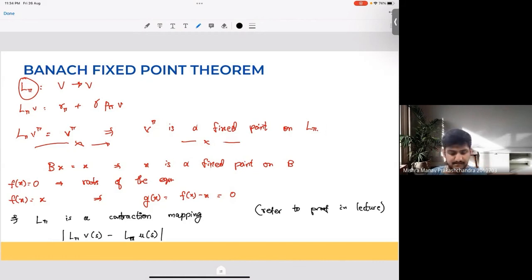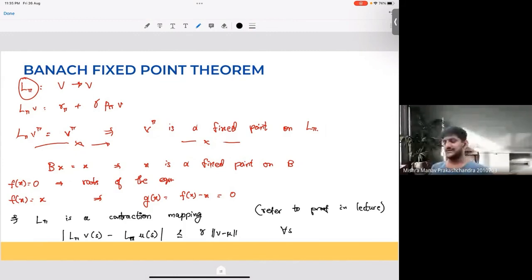Okay, and so I say that this function, the contraction mapping works in such a way that if I select any 2 points in the V space, V and U, the mapped distance between the 2 points is always less than the total maximum distance between the vector V and U in the V space, by a factor of gamma, of course.